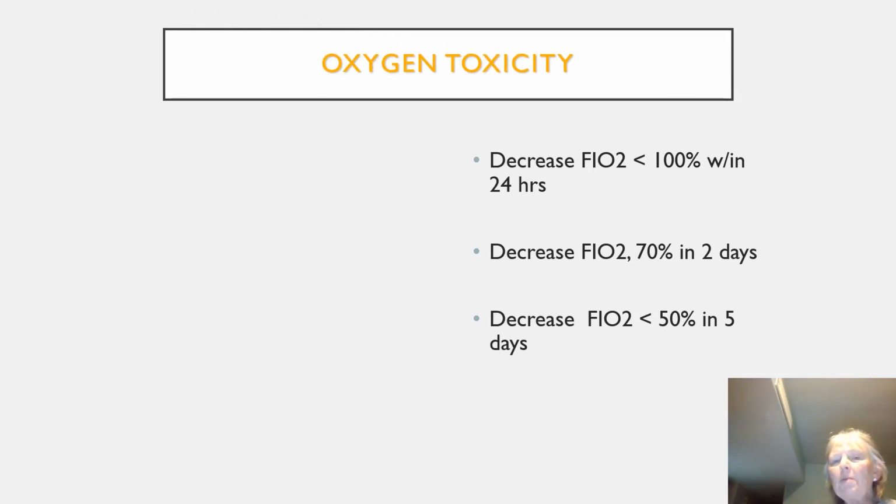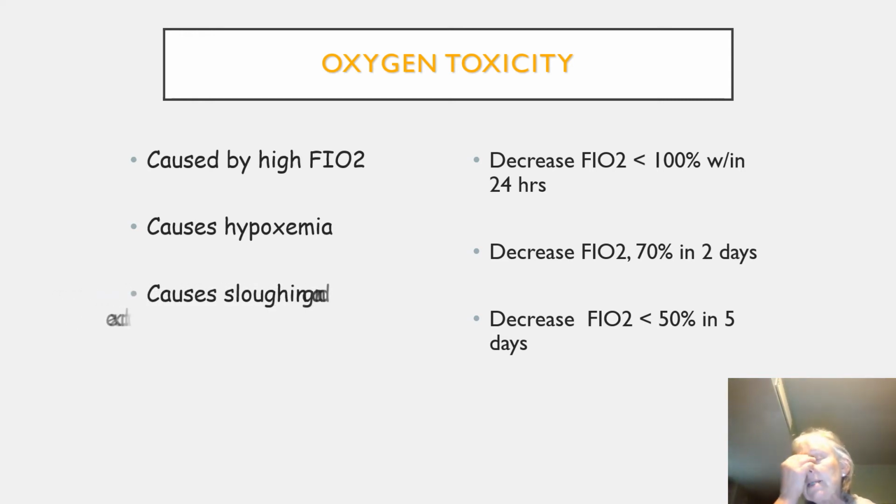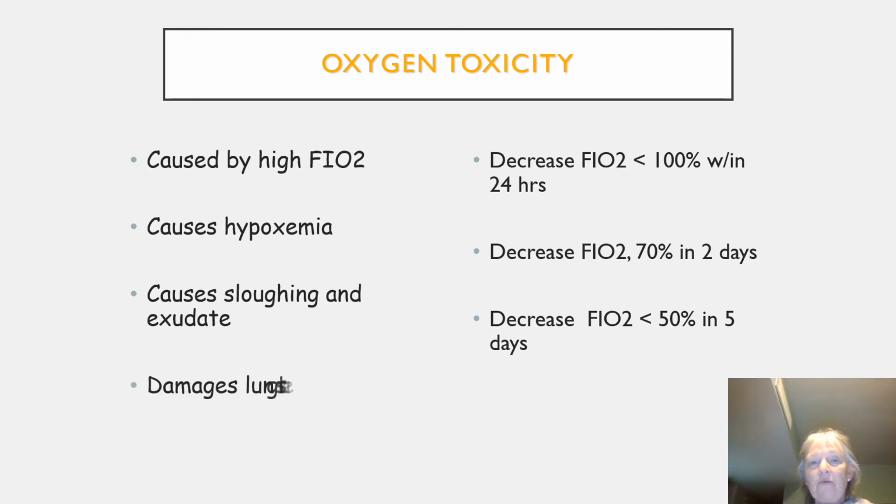Okay, so we're going to talk a little bit about oxygen toxicity at this particular point. Oxygen toxicity is caused by high FiO2s, normally keeping your patient on 100% oxygen for an extended period of time. It's hard to realize it, but when we do that, it causes hypoxemia. How does it cause hypoxemia? It causes hypoxemia because we have a lot of free radicals and other things that happen in the lungs. The lungs have already got some damage, and now we're going to make it worse.